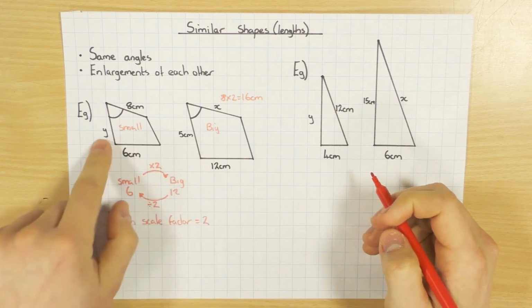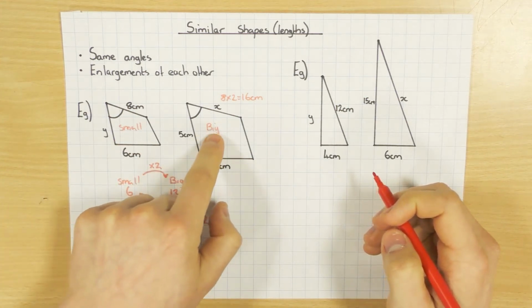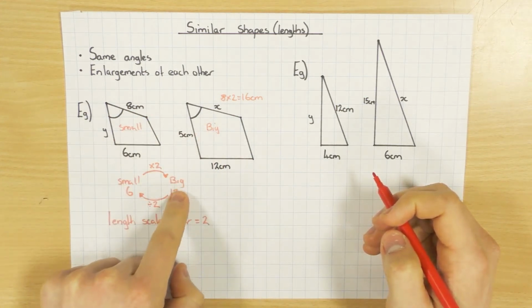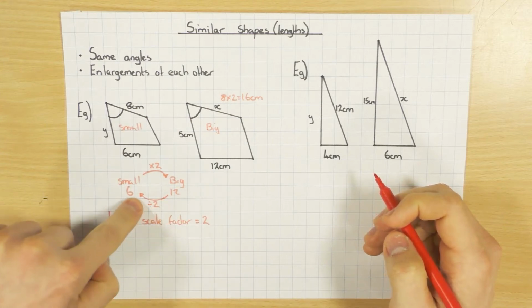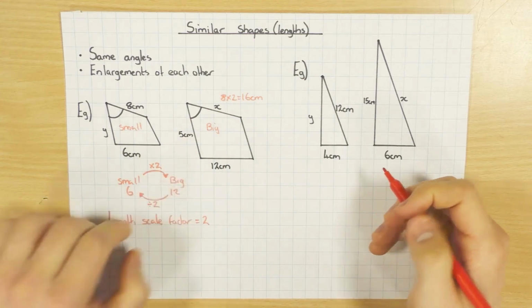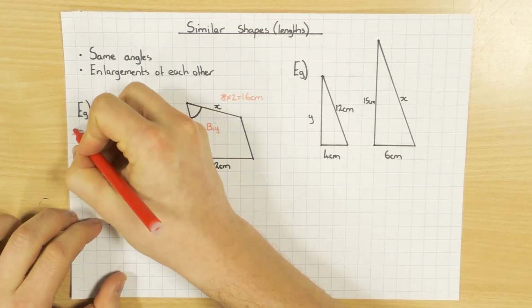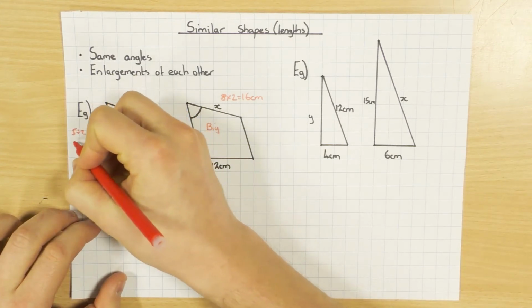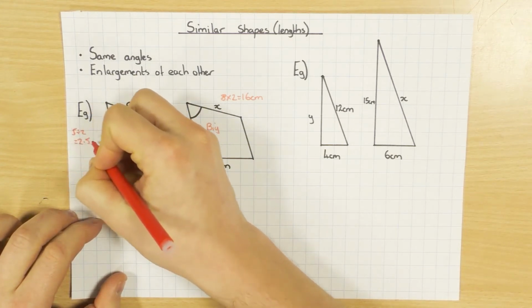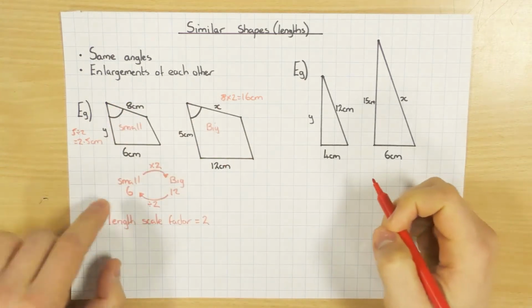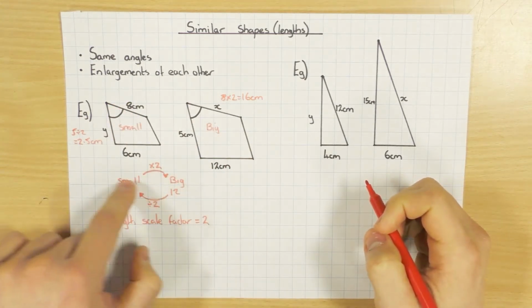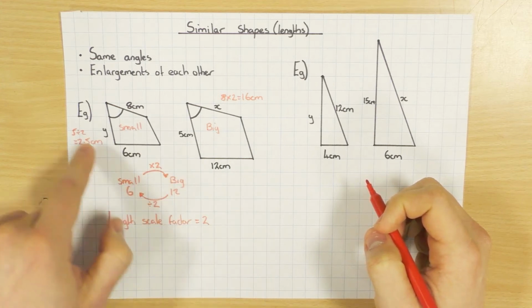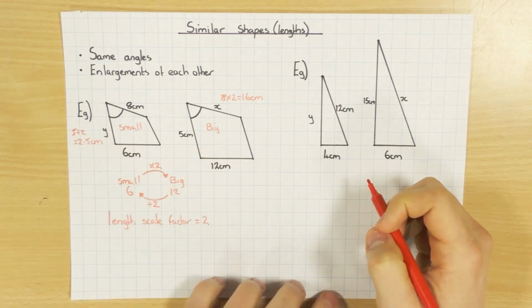Now, to work out Y, I'm going from big to small. So from big to small, I need to divide by 2. So 5 divided by 2 will obviously give me 2.5 centimetres. That's why I always do this, the small and the big, times and then divide. It just helps you when you're comparing these lengths here in the diagram.